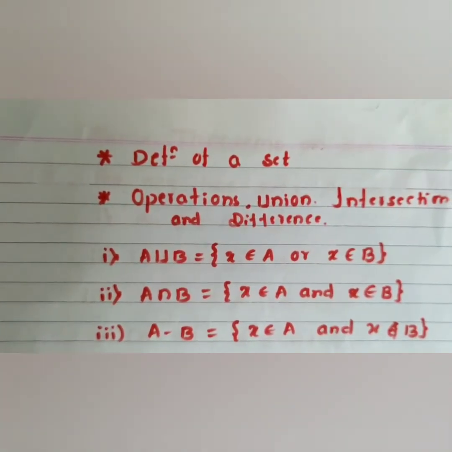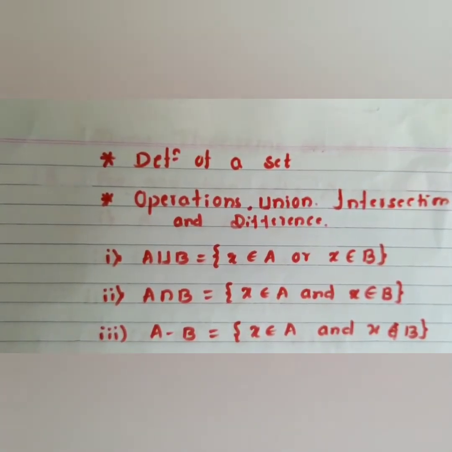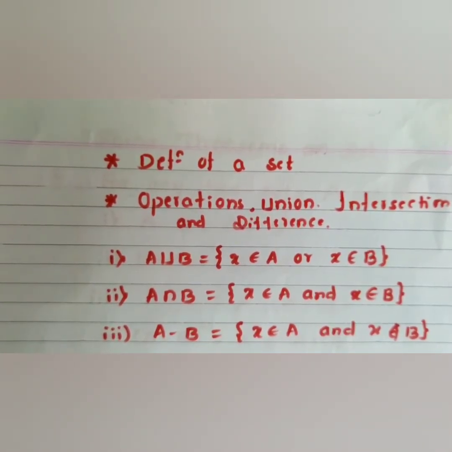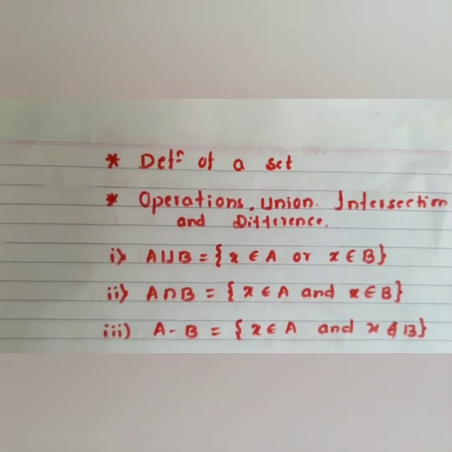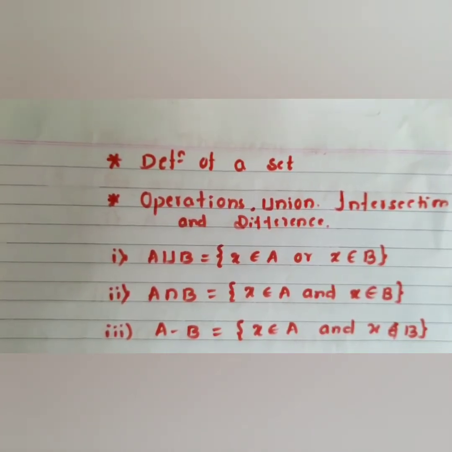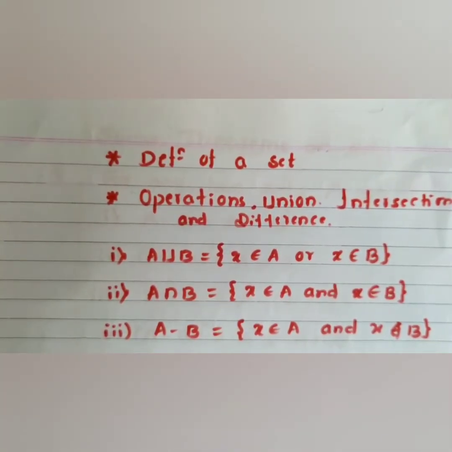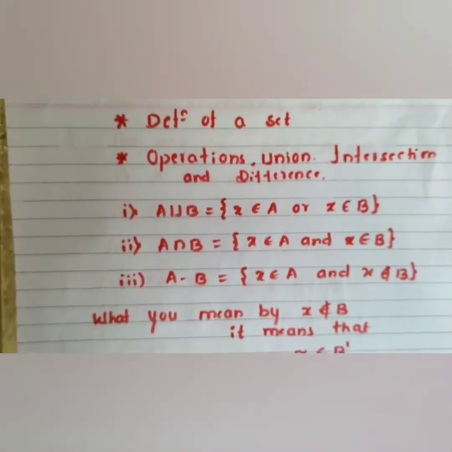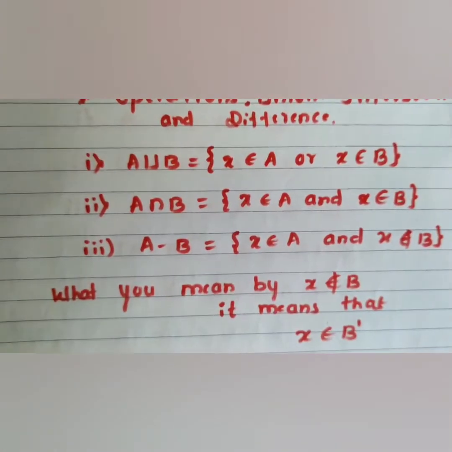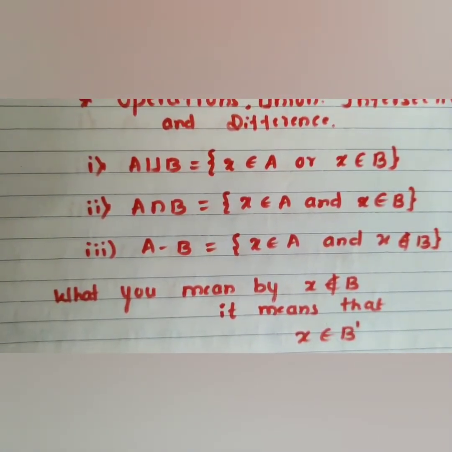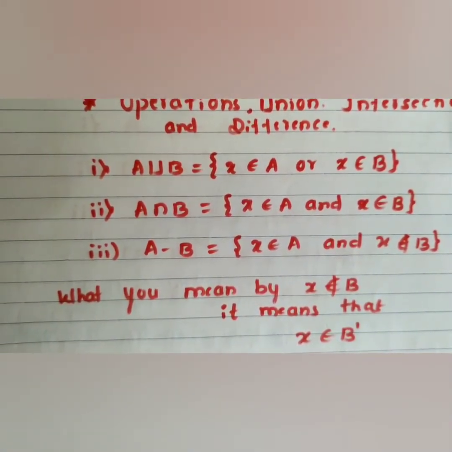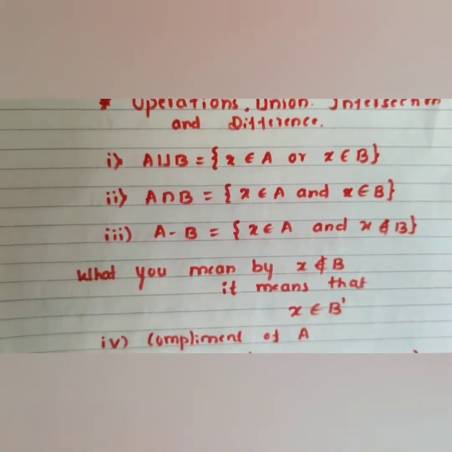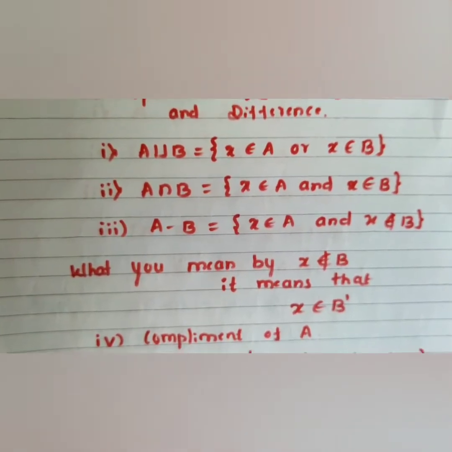Now the difference of two sets, A minus B. How to define A minus B? A minus B is the set of x such that x belongs to A and x does not belong to B. One question arises: what do we mean by x does not belong to B? It means x belongs to B dash. What is B dash? B dash is the complement of B.